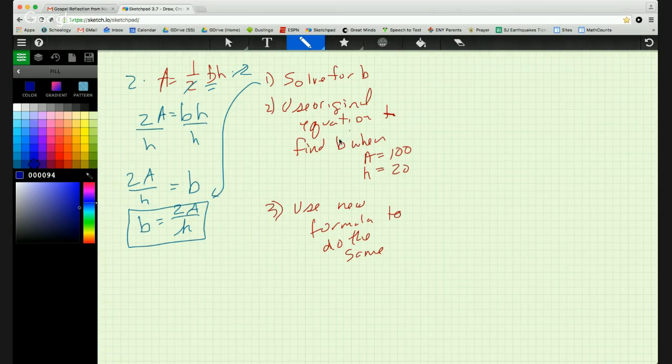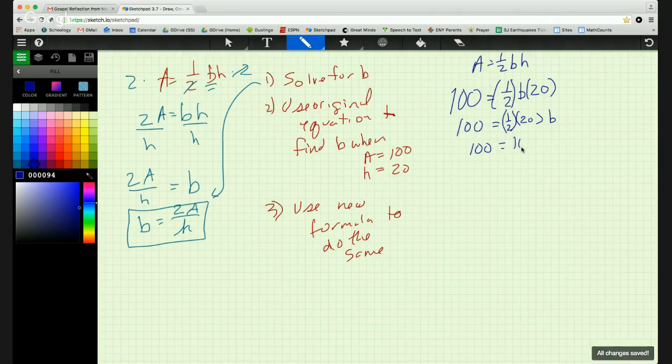Now let's use our original equation to find B when A is this and H is 20. So let's plug in our numbers: 100. Again, we're using our original formula of A equals 1/2 of B times H, equals 1/2 of B times 20. Well, let's use our commutative property of multiplication. And so we get 100 equals 1/2 of 20, which is 10, times B. Divide by 10, and we get 10 equals B.